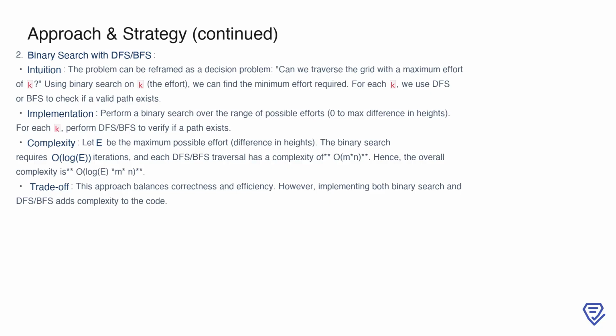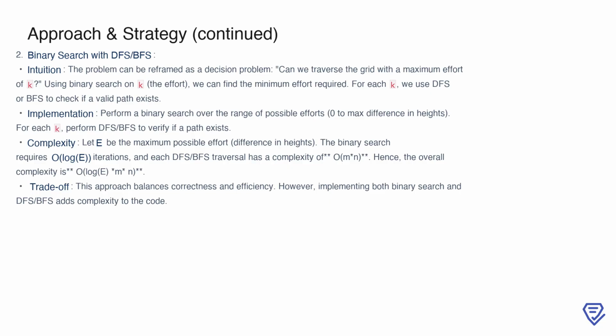path. For each candidate value of k, DFS or BFS is used to verify if a valid path exists within the given effort constraint. This strategy is more efficient than brute force, as it reduces the search space significantly. The binary search involves O(log E) iterations, where E is the maximum possible effort, and each DFS or BFS traversal operates at O(m*n), resulting in a total complexity of O(log E * m*n).